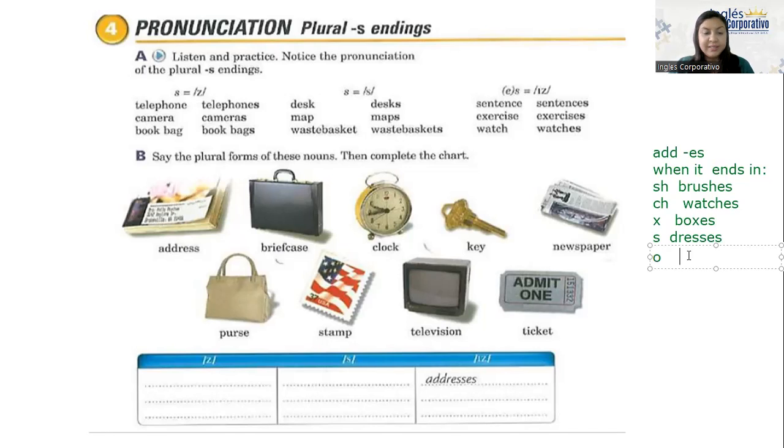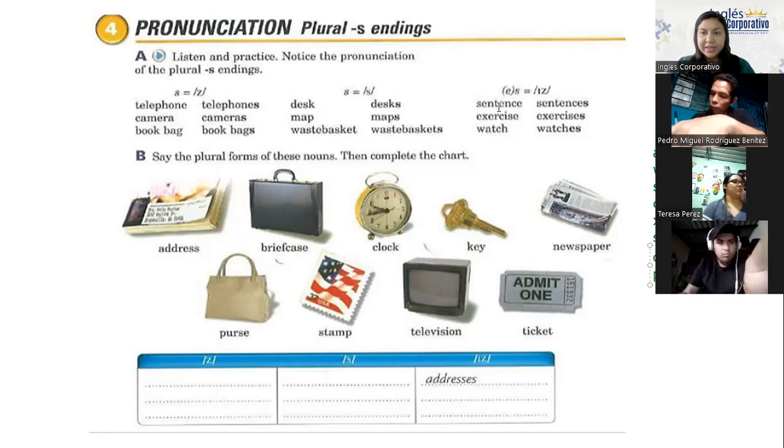Easy, tomato. Entonces, en este caso le podemos agregar yes, tomatoes o potatoes, right? Potato, potatoes, okay? Good, so what is the plural form of briefcase? The plural form of briefcase?